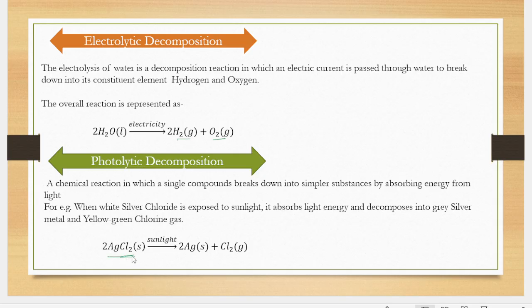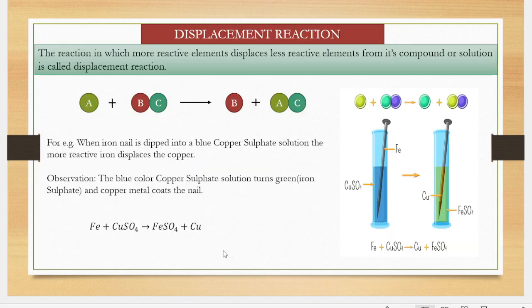When this white silver chloride is exposed to sunlight, it absorbs light energy and decomposes to silver, a gray metal. Silver gray metal and yellow-green chlorine gas are formed. This is about photolytic decomposition.